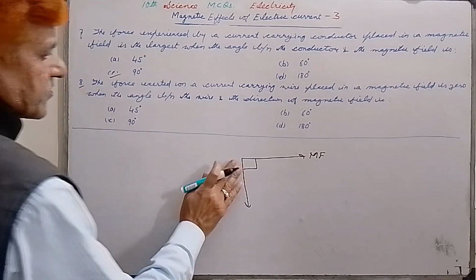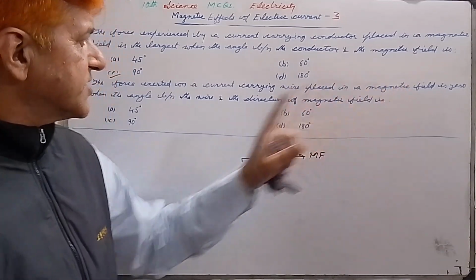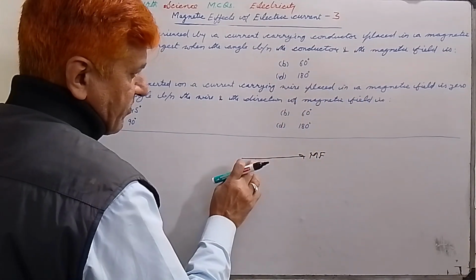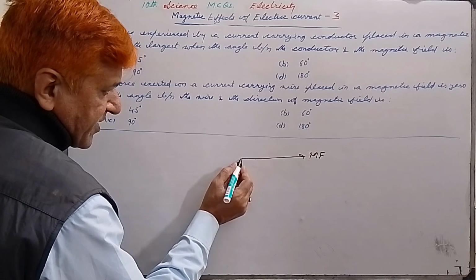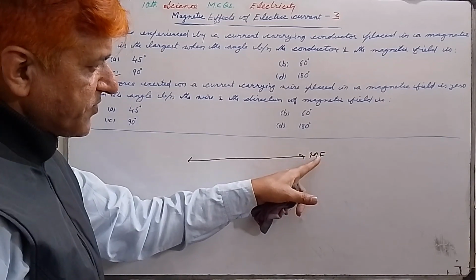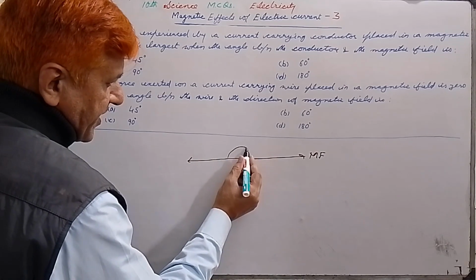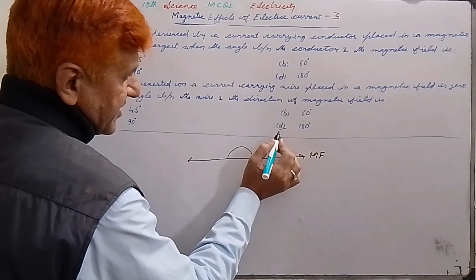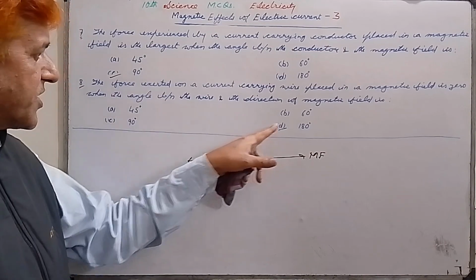Now we have question number 8: the force exerted on a current carrying wire placed in a magnetic field is 0 when the angle between the wire and the direction of the magnetic field is. Now the direction of the magnetic field is in this forward direction, and if we place the current carrying wire in the opposite direction to the magnetic field, then the angle between them is 180 degrees. When the angle between the current carrying wire and the magnetic field is 180 degrees, the force exerted on this current carrying wire will be 0. Please remember this. So D is the correct option.